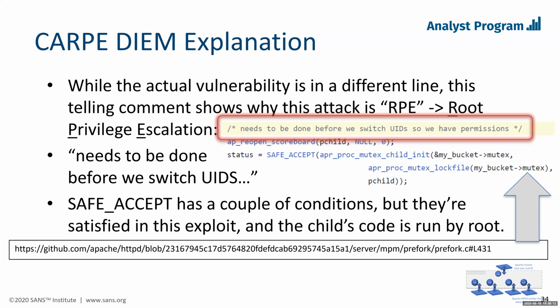Okay, so the parent is trusting the shared memory to be unaffected and is going to read through it. And basically, each child is going to have their own bucket pointing to their mutex. And this is what is going to be called with the safe accept. Of course, it has a couple of conditions in order to make sure that it's not vulnerable. But in this case, the conditions are met, and the modified bucket represents the attack.